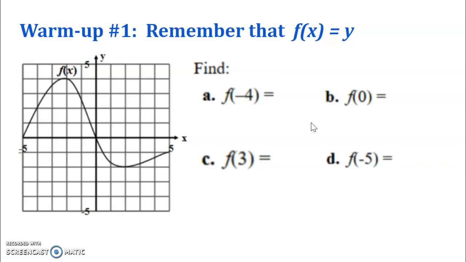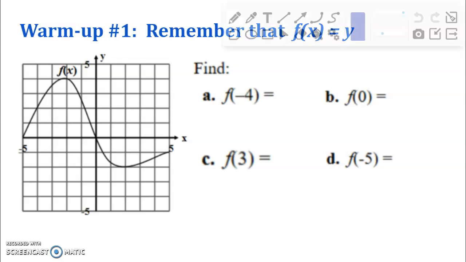So when we're talking about f of negative 4, what does that mean? F of negative 4 means the x value is what? What is in place of x? It's negative 4. The x value is negative 4. So we're looking for the x value to be negative 4, and so we're talking about this point on the graph right here.